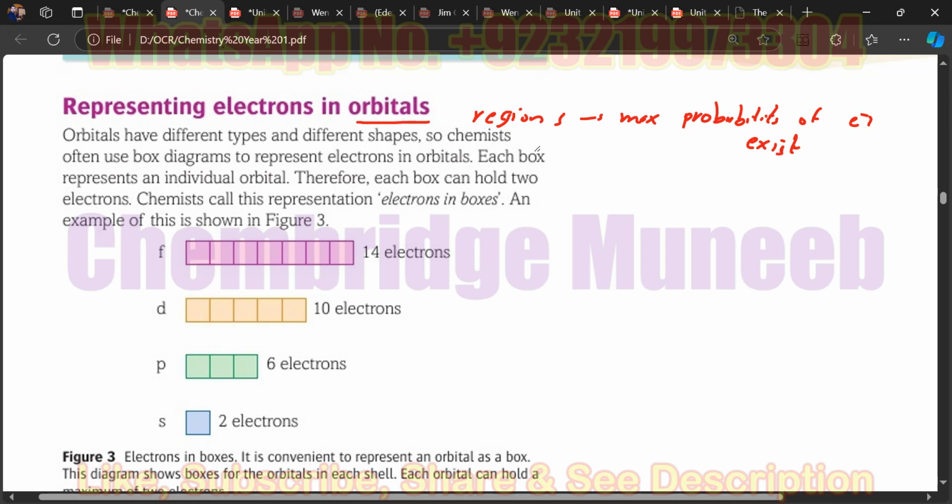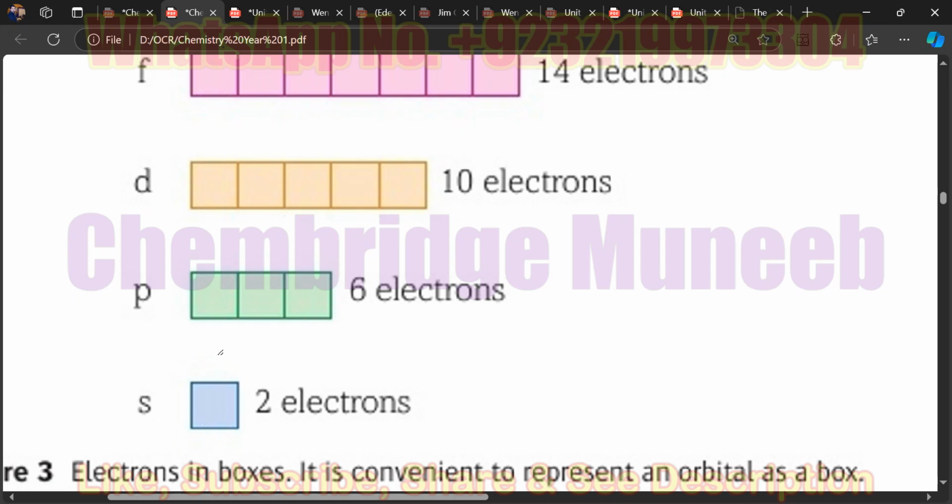So we have seen the number of orbitals in these respective subshells. Now we can represent them in the form of boxes. We call it electrons in box. For example, in the case of the s subshell, there is just one box, which represents that the s subshell has only one orbital. The name of that orbital is s. The names of the subshells are written on the left, and the boxes represent the number of orbitals.